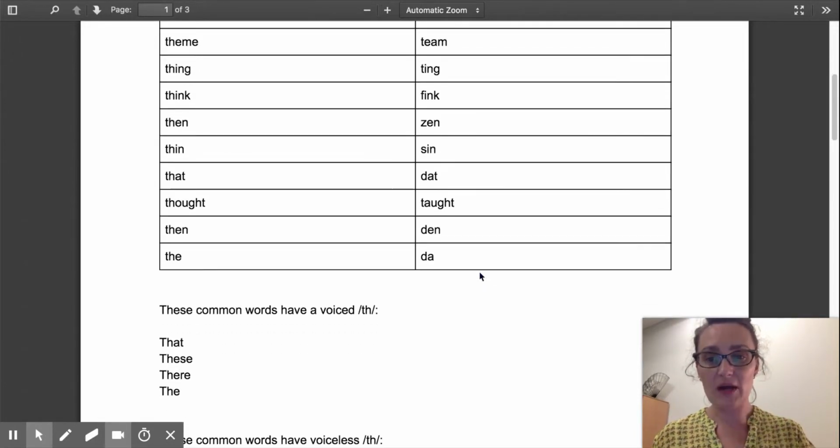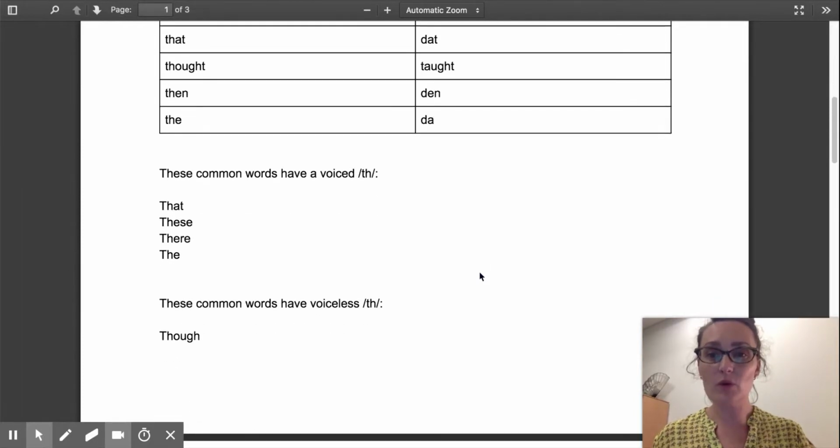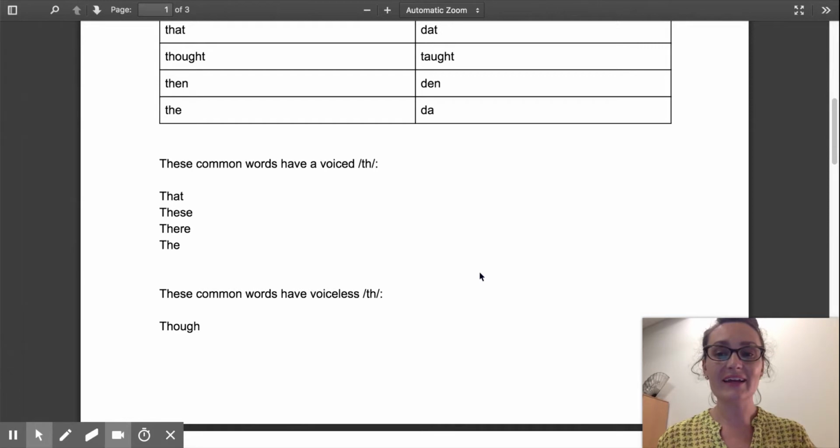Let's go further down. These common words have a voiced TH, like that, these, there, and the. You should really have a good buzz going on with your voice box, with your larynx. And really, you should feel it on your tongue as the air is coming through. That, these, there, the. Give it time. Let your voice buzz before you continue on to the vowel.